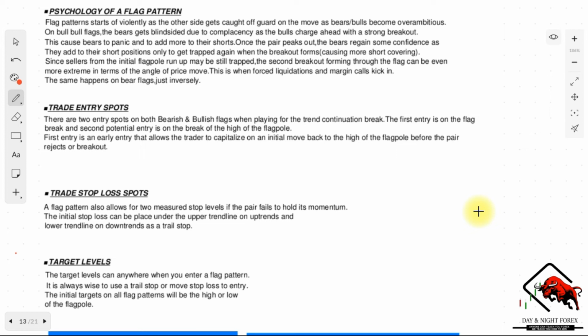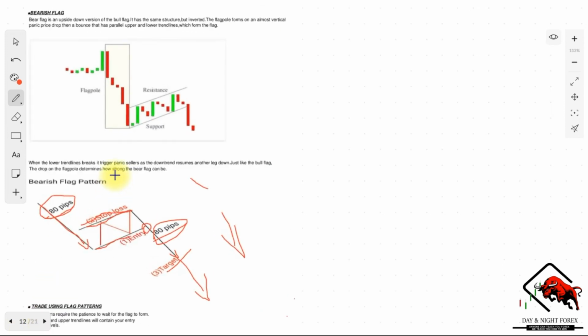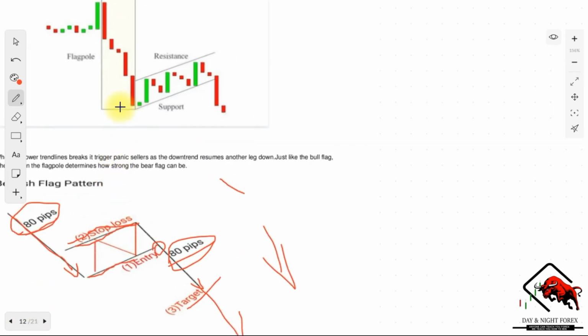So the first entry is on the flag break, and the second potential entry is on the break of the high of that flagpole. So what we mean by the high of the flagpole is basically this point right here, or at least this point right over here. So the highest point of that flagpole is where you are looking for your second potential buys when you're in a bullish market. And then if you're in a bearish market, you're basically looking for the break of the lowest point of the second pole. So that would be a second potential entry.